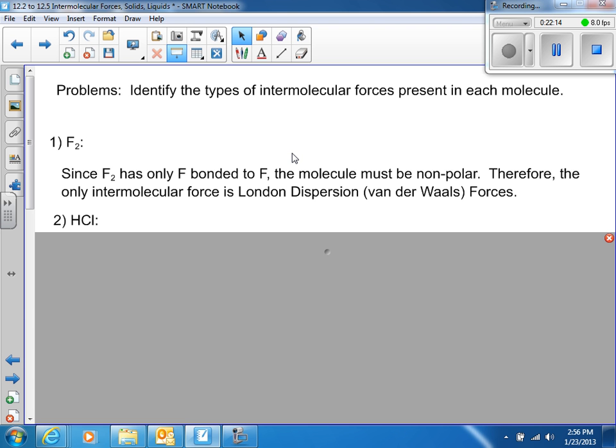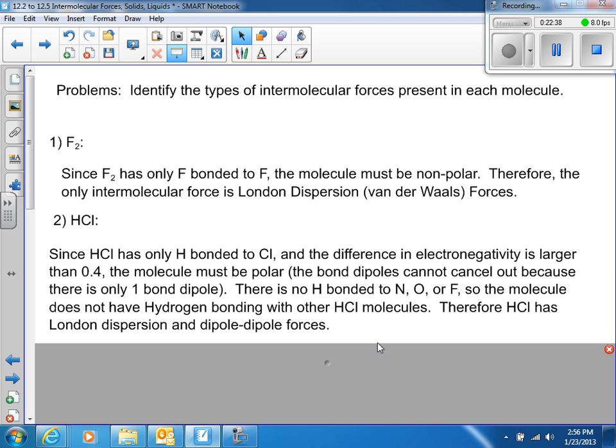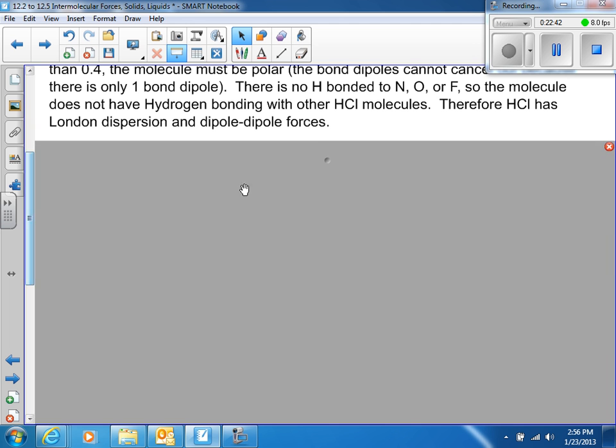So we know HCl is polar. It therefore has dipole-dipole forces. All molecules have London dispersion forces, so this also has London dispersion forces. Now we have to check hydrogen bonding. Well, we have an H, but the H has to be bonded to N, O, or F. Cl is not N, O, or F, so this does not have hydrogen bonding. There you go. HCl has only London dispersion and dipole-dipole forces.